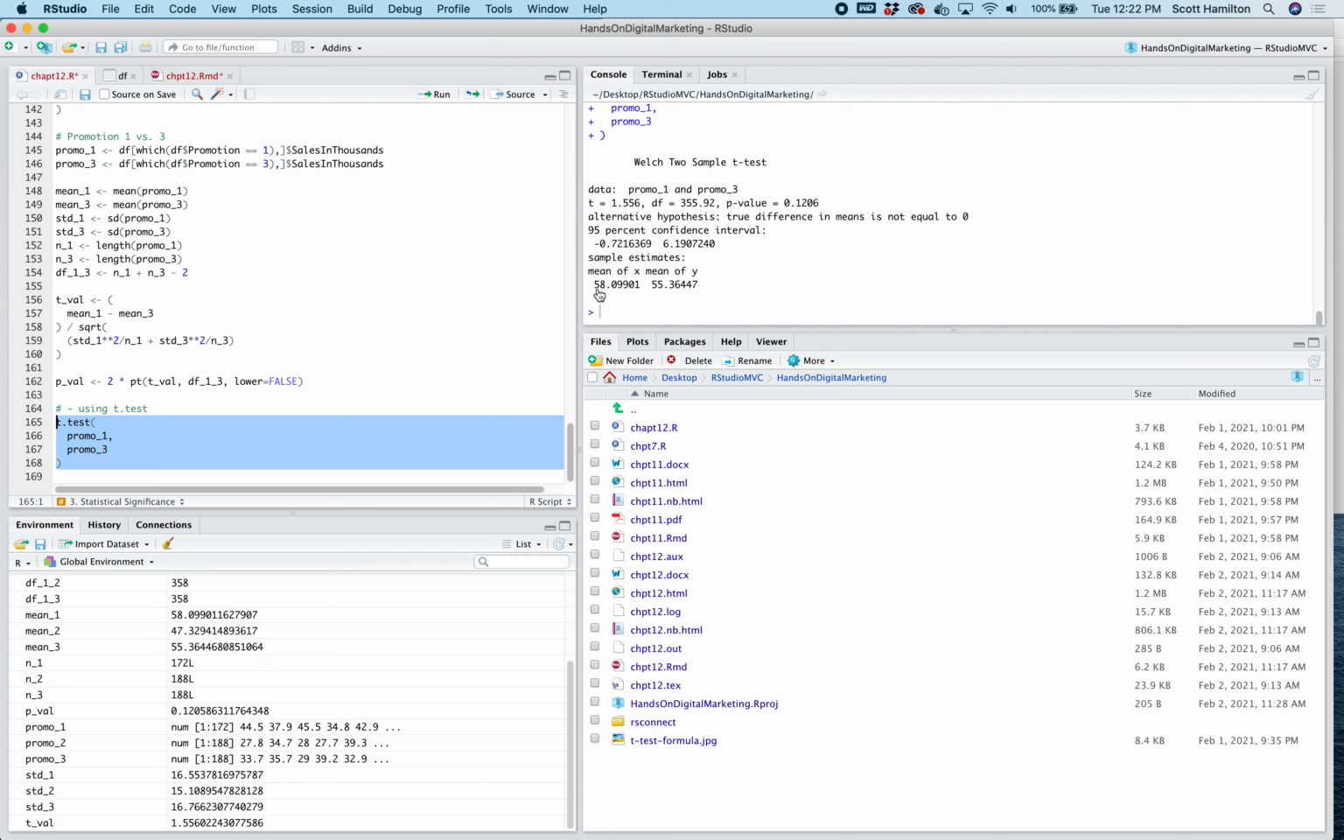we can see the mean of the first promo, so promo 1, the mean of x is 58.09. The mean for promo 3 is 55.3. And with this p-value, we're actually saying that we cannot say that these are statistically different. These means could have been pulled from the same population. Or if we're doing A/B testing, it means that these are essentially not different. There's no market improvement. There's no statistically significant improvement between using promo 1 over promo 3.